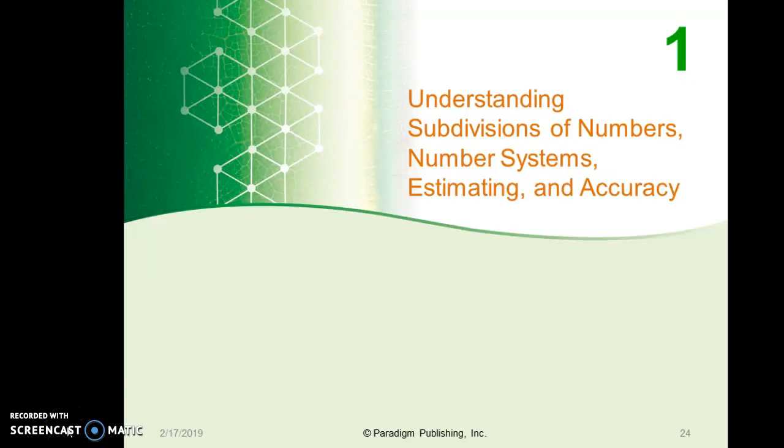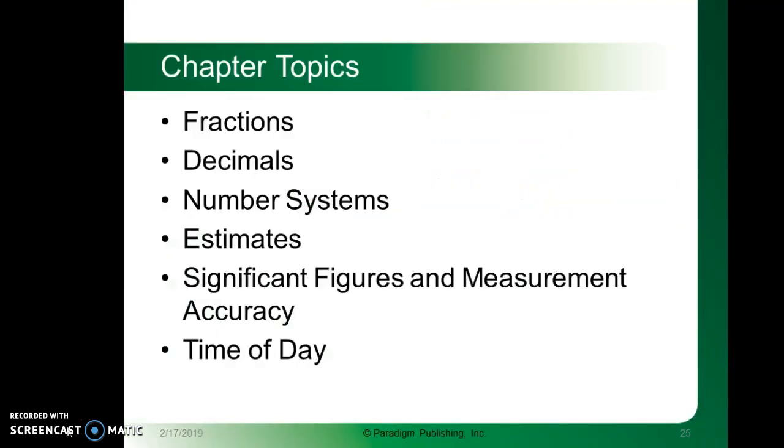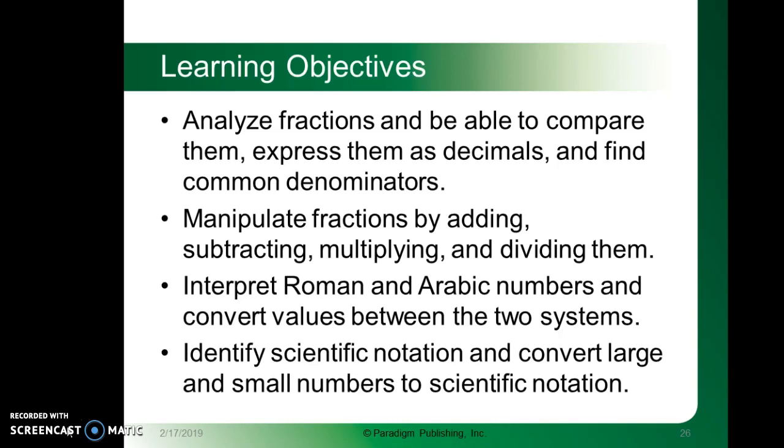Okay, welcome back. So again, we're still in chapter 1. We're moving on to section 1.3, which is number systems. Today's learning objectives are to interpret Roman and Arabic numbers and convert values between the two systems. We're also going to review identifying scientific notations and converting large and small numbers to scientific notation.